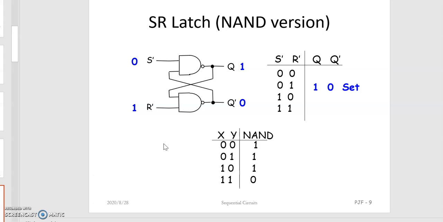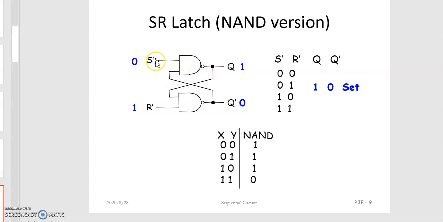We will see one SR latch construction, and here the SR latch is implemented using the NAND version. The same SR latch can also be implemented using NOR gates, but we are limiting our discussion to the NAND version of the SR latch. Here the two NAND gates are cross coupled. What do you mean by cross coupled? Cross coupled is nothing but the output of one gate being the input for the other gate. Similarly, the output of this gate is the input for this gate.